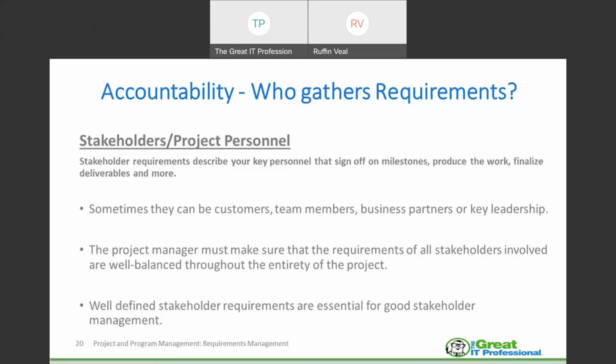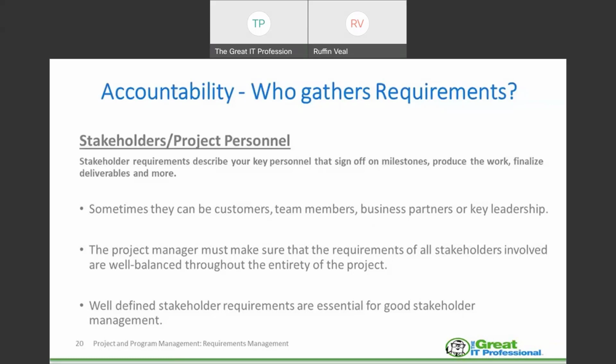Stakeholders and other project personnel also contribute to requirements. They could be anybody, customers and team members. We want to make sure that the stakeholders are involved in gathering this information. We want to gain that good relationship and manage our relationships at this level with our stakeholders and with our project personnel. We must have well-defined requirements if we want to manage that particular relationship with our stakeholders.